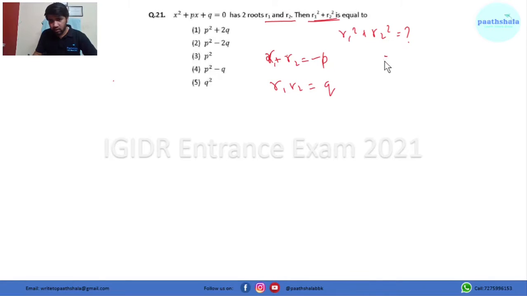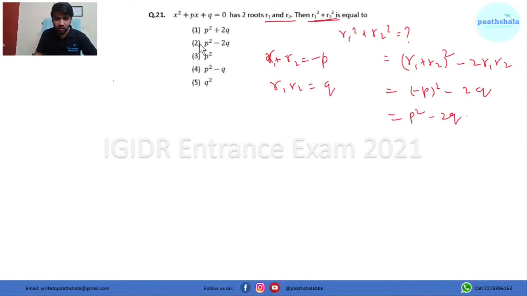Okay, and r1 square plus r2 square will come out to be r1 plus r2 whole square minus 2 r1 r2. Now put the values. So this will be minus p whole square minus 2q. So finally it is coming out to be p square minus 2q. So look at the options. Option 2 is the right option. So let's move to the next question.